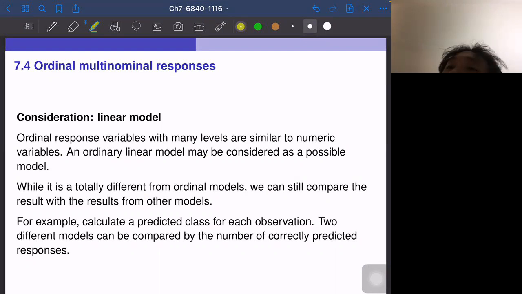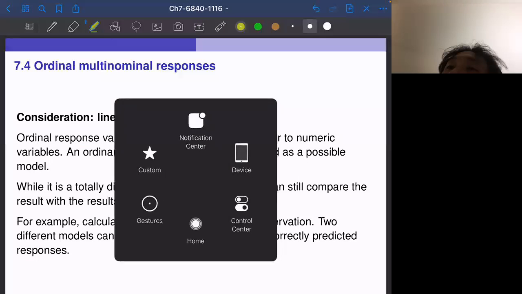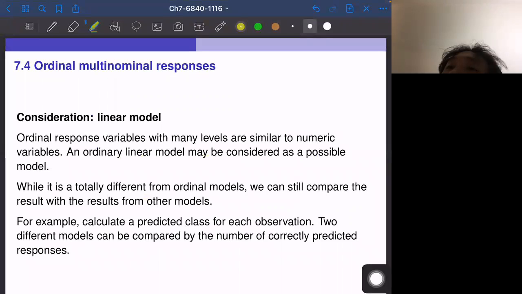Hi, this is 7.4, ordinal multinomial responses. So we have introduced several models, and here we consider some alternatives. We don't have the R code and specific examples, but certainly these are important to consider when you do practical analysis.